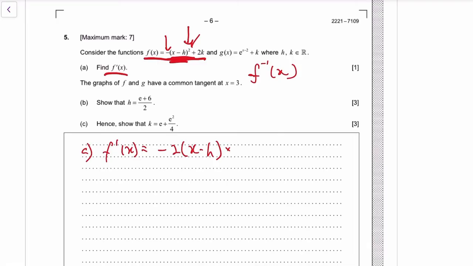And then you're supposed to multiply by the differentiation of the inside. If you differentiate x, you get 1. If you differentiate h though, since h is a constant, h is just like a number. If you differentiate a number, you get 0. And then plus differentiate 2k. Similarly, k is a number, so 2k is also a number. If you differentiate that, you also get 0. So the derivative is -2(x - h).